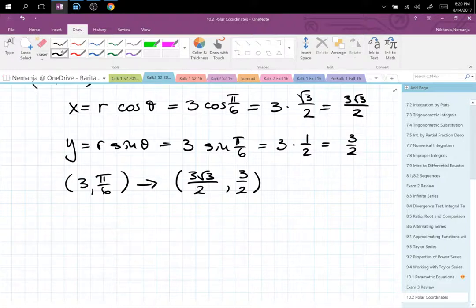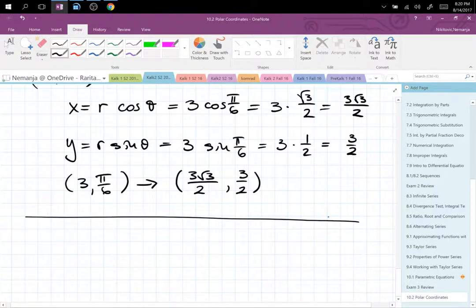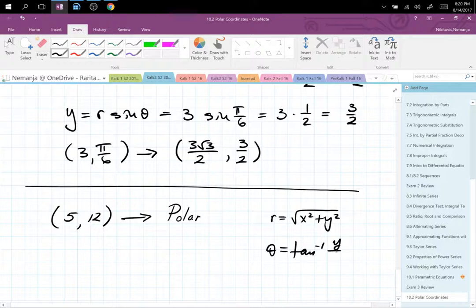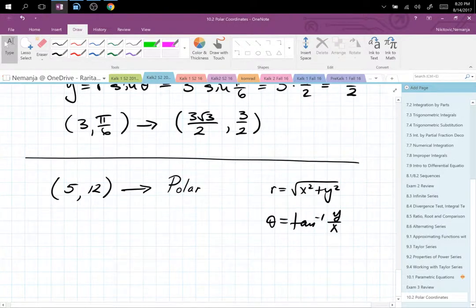Let's convert another point. Let's even make it easy. How about the point (5, 12)? Change into polar. You remember the formulas. r equals the square root of x squared plus y squared. Theta equals the inverse tangent of y over x. What do you get?